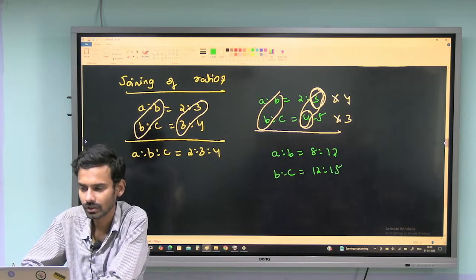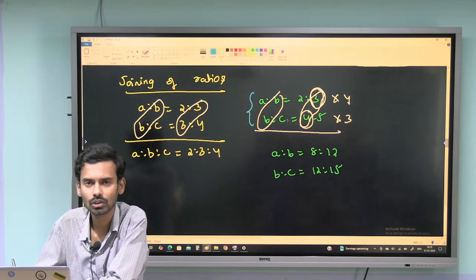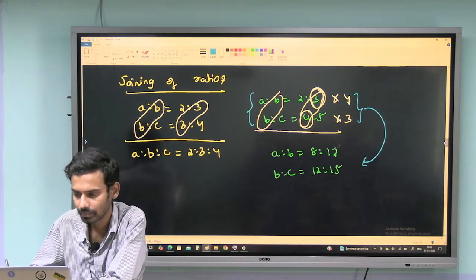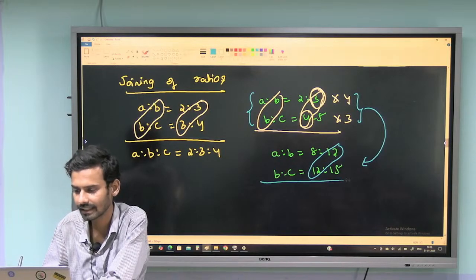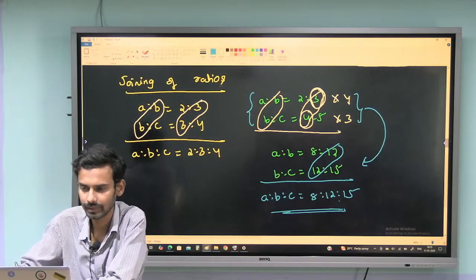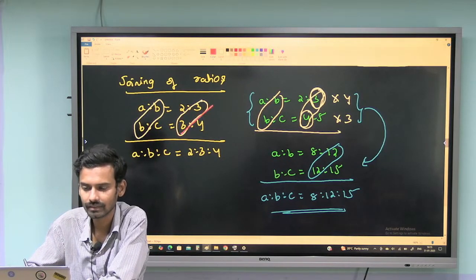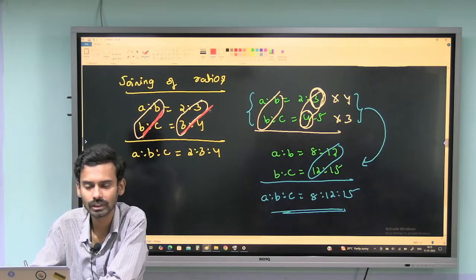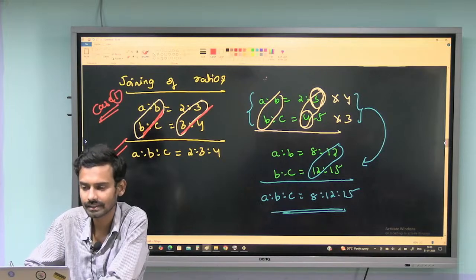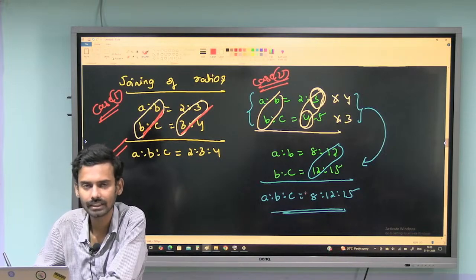Now if you observe here, the first value of B was not the same. Now by cross multiplying I made it equal. Now the B value is the same in both cases, so I can directly combine. A is to B is to C is equal to 8 is to 12 is to 15. So my answer for A is to B is to C will be 8 is to 12 is to 15, which means if the common factor B is the same in both cases, you can directly combine the ratios as in case 1. If it is not the same as in case 2, first I need to make that common factor the same, then I need to combine the ratios.